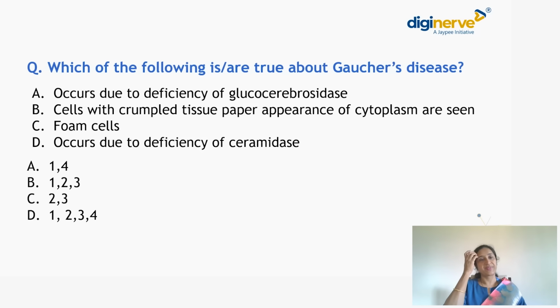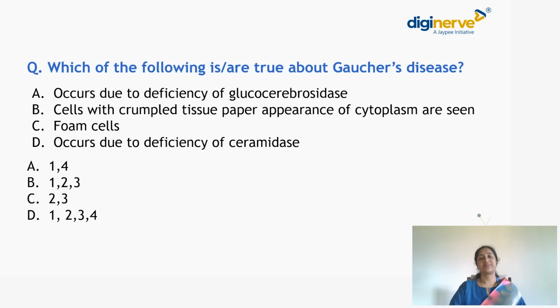Next question. Which of the following is true about Gaucher's disease? Gaucher's disease occurs because of deficiency of dash. All of you will be able to fill the answer. The answer is glucocerebrosidase. So option A is correct. Second option, the cells have a crumpled tissue paper appearance of cytoplasm, which is also correct. In Gaucher's disease, you have the wrinkled tissue paper appearance. So option 2 is also correct.